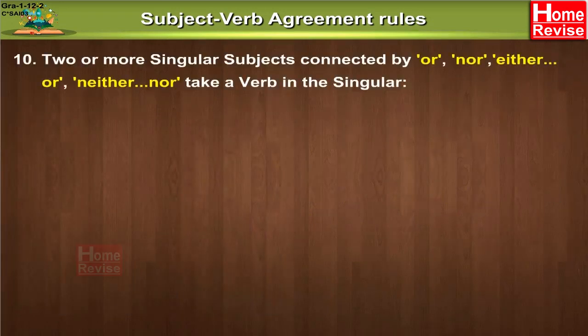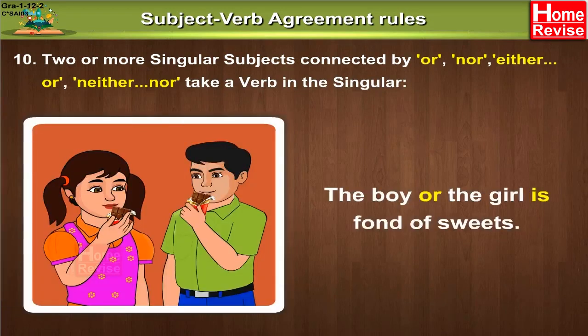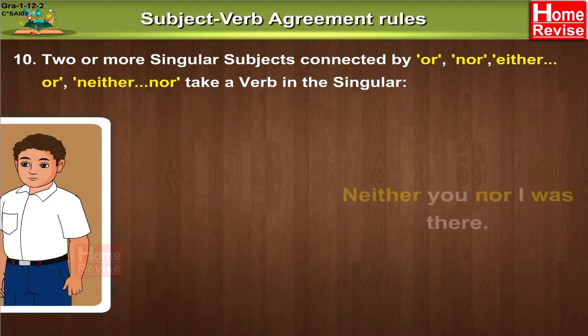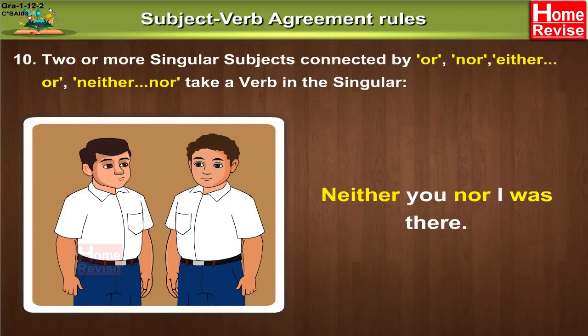10. Two or more singular subjects connected by or, nor, either, or, neither, nor, take a verb in the singular. The boy or the girl is fond of sweets. Either Amal or Bimal has eaten the mango. Neither you nor I was there.